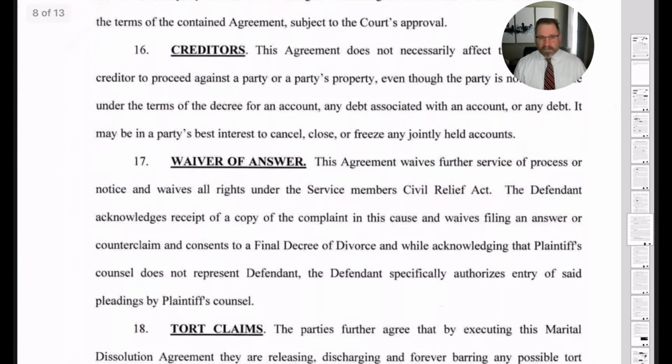This is important. Paragraph 16, creditors. No matter what your deal is with your spouse, you cannot change the fact that you and or your spouse owe some other party money. So if you and your spouse have a credit card together to, say, Citibank, the fact that the husband might agree to pay the Citibank credit card after the divorce does not mean Citibank can't collect it from the wife.